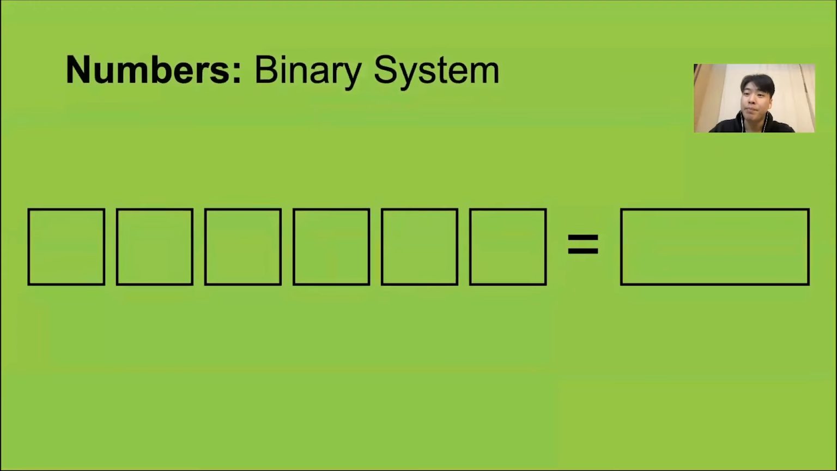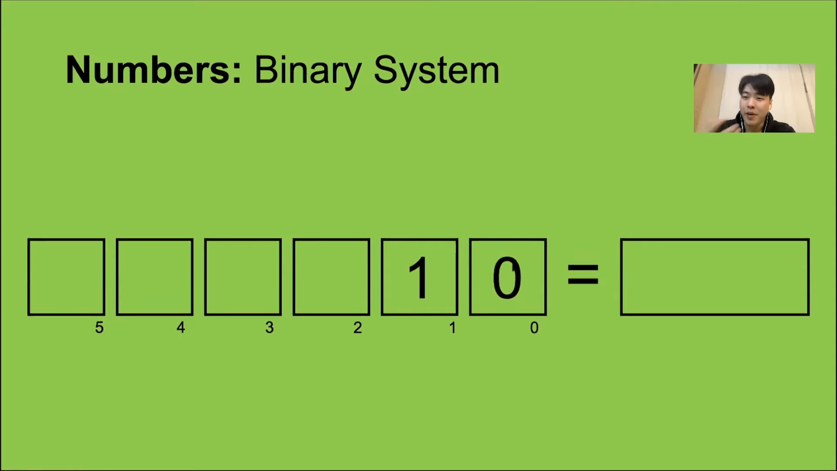So let's use this in the binary system. Let's say we have 1, 2, 3, 4, 5, 6. This is a 6-bit binary, because there are 6 digits: 0th digit, first digit, second, third, fourth, fifth. There are 6 digits total. So what if we have 1 0 in the binary system? Now, this is not the decimal system, so do not say this is 10. It's not 10. It's 1 0. Actually, I was supposed to use 0 0 0 0 1 0, but it's okay. But anyway, let's talk about this.